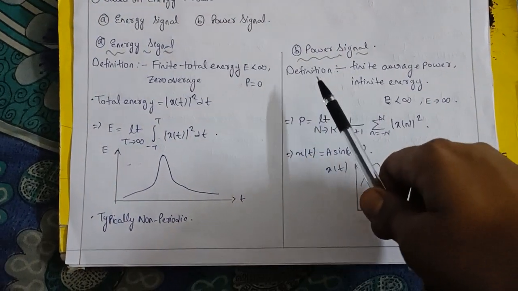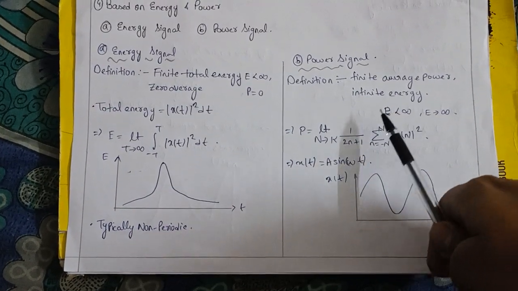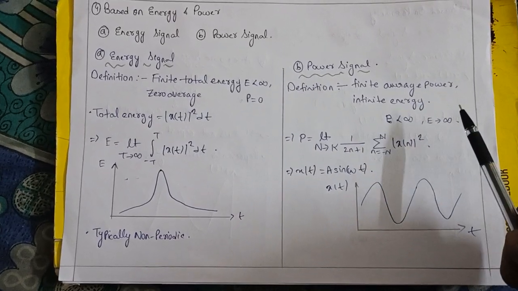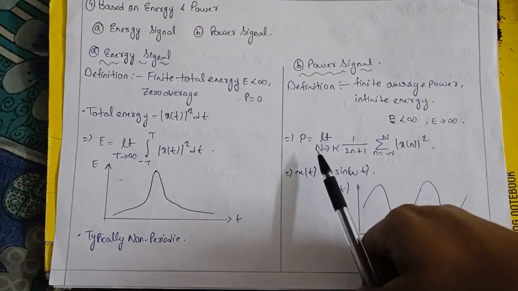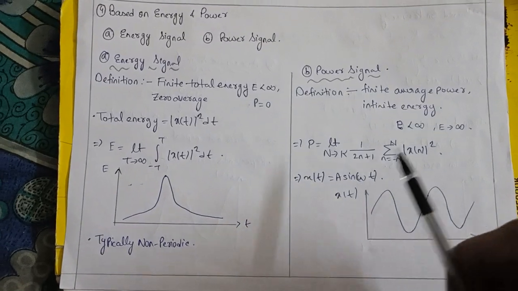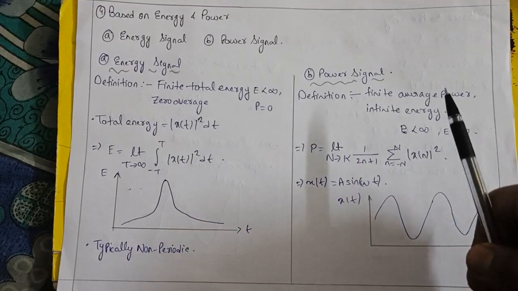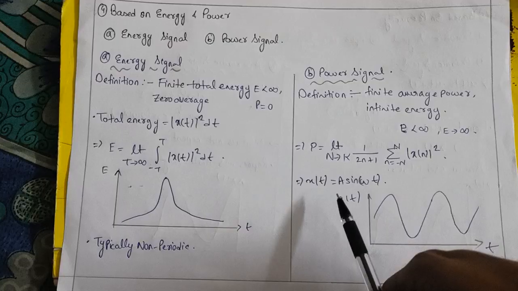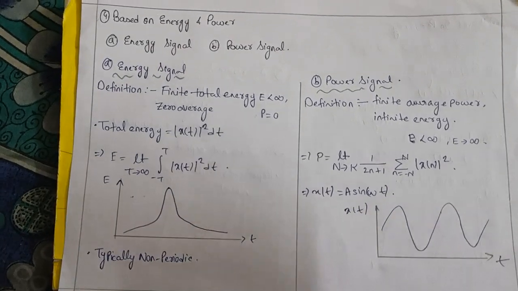Now the power signal definition is finite average power and infinite energy. P is less than infinity, and E always tends to infinity. You can see the expression of this: P is equal to the limit as N tends to infinity of 1 by (2N plus 1) times the sum from n equals minus N to N of |x[n]| squared. The example of this is x(t) is equal to A sine omega t, and the graph of this is like a sinusoidal wave.